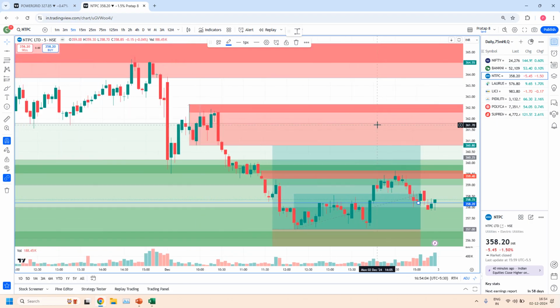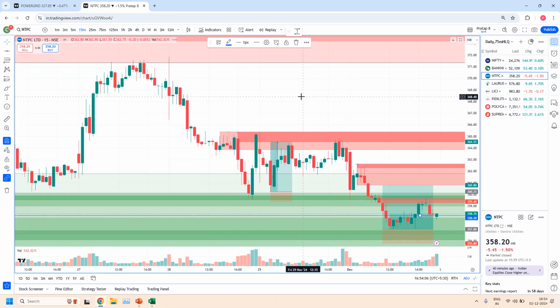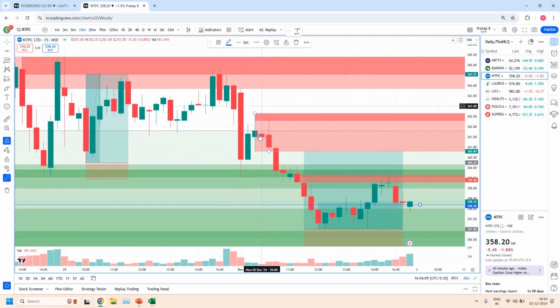What is the next target? Next target is the 15-minute zone. Here we have this target. Rally, 3 base candles and a drop. Base candles, medium size candles. Here we have a big candle, but already prices are coming down from here. So this is the real institutional 15 minutes order flow.